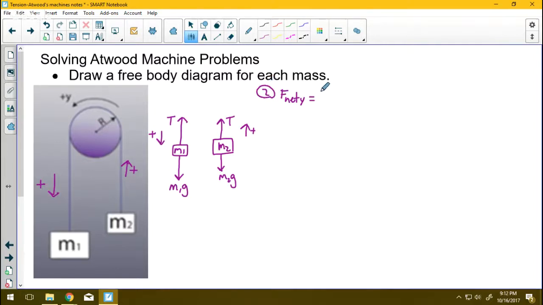Since up is positive, it will be tension minus M2G equals M2A. So if we solve this for tension, that becomes M2A plus M2G. And then we'll just hang on to that equation for now. We'll come back to it.